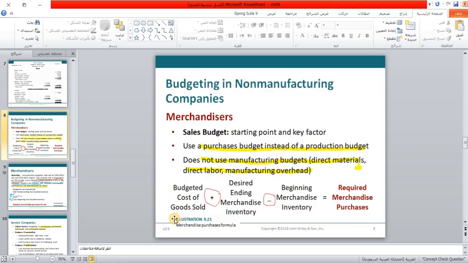Budgeted cost of goods sold plus desired ending merchandise inventory less beginning merchandise inventory equals required merchandise purchases. The purchases budget is this equation: budgeted cost of goods sold plus desired ending merchandise inventory less beginning merchandise inventory equals required merchandise purchases.